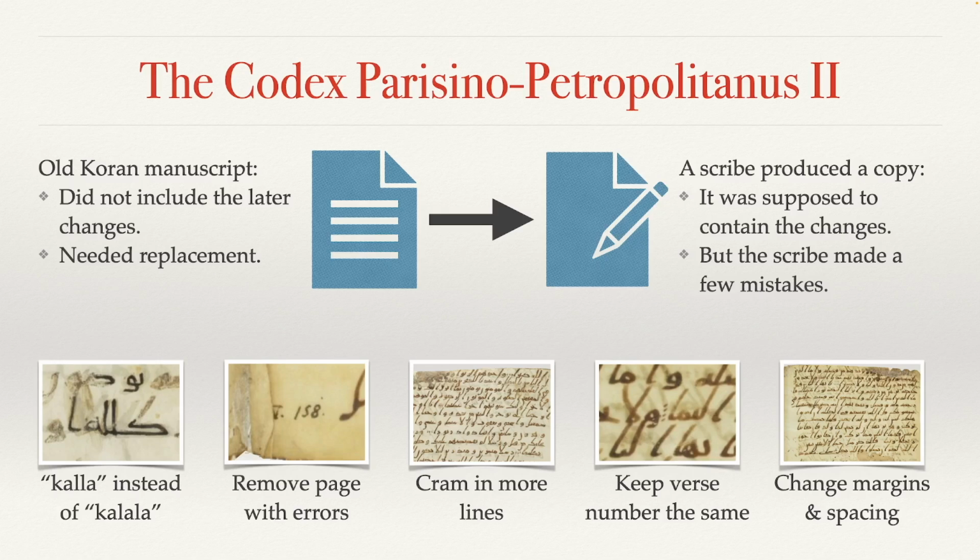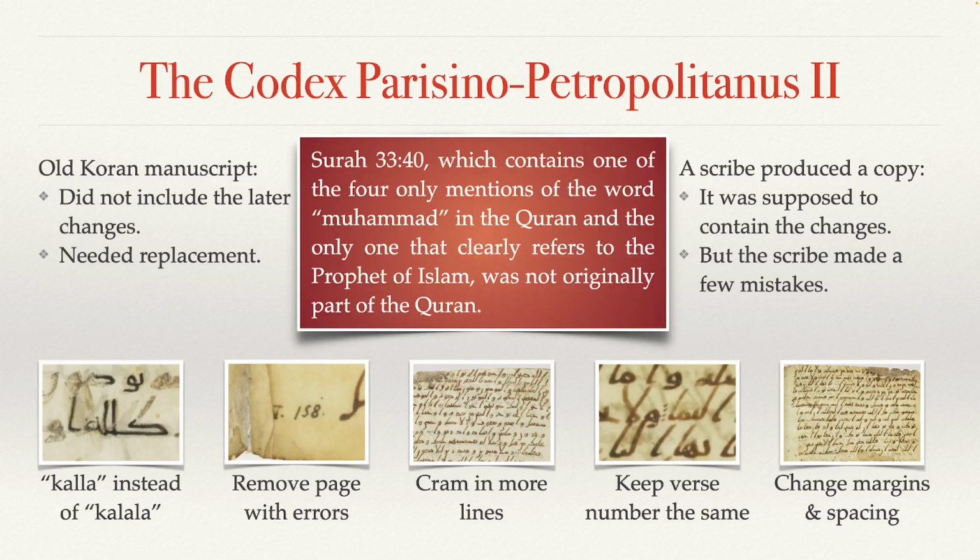In conclusion, we can say that Surah 33:40, which contains one of the only 4 mentions of the word Muhammad in the Quran and the only one that clearly refers to the Prophet of Islam, was not originally part of the Quran. Our reconstruction and the errors made by the scribe of the Codex Parisino Petropolitanus prove as much.